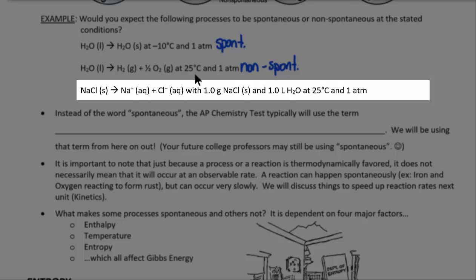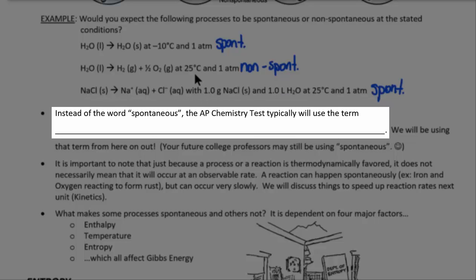Third example, so we have some table salt, NaCl, it's a solid. And we're saying that it's going to turn into sodium ions aqueous and chloride ions aqueous. And we poured a gram of sodium chloride in a liter of water at room temperature and room pressure. We would expect it to dissolve. So this process is spontaneous. Instead of the word spontaneous, AP prefers the term thermodynamically favorable. So you will hear me say that quite a bit. And we'll be using that term from here on out, along with spontaneous.